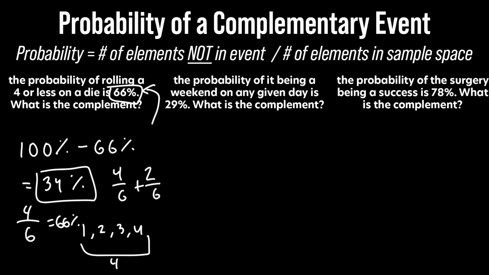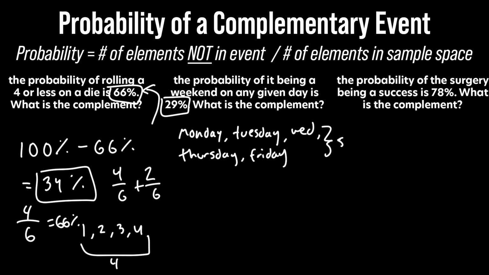The probability of it being a weekend on any given day is 29%. What's the complement? So the probability of it being a weekend is 29%. We know that. So the complement would be the probability of it being not a weekend. Any day that's not the weekend is any day of the week, which means that the complement is going to be 5 out of how many elements are in the sample space, which is 7. There's 7 days in the week. So the complement's 5 out of 7. Now this makes sense because we know that the weekend is only 2 days, and that's 2 out of 7. So if we added up, we'd get 7 out of 7.